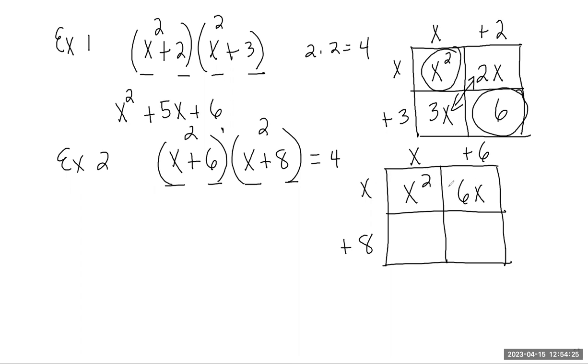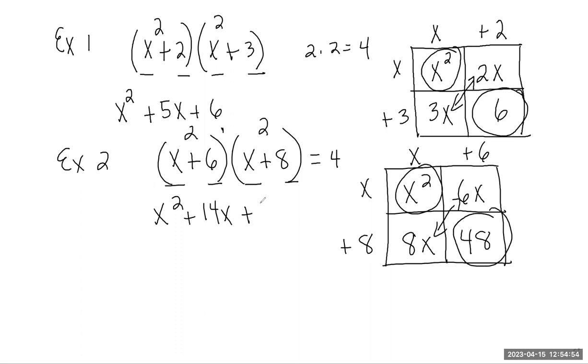So I have x times x is going to be x squared, x times 6, that's 6x. And since that's positive, that's why that's a positive 6x. 8 times x is 8x. 8 times 6 is 48. We're going to do the same thing. We're going to write our first term, which is x squared, along our diagonals. They're going to combine. And then we're going to put our constant term last. That's it.